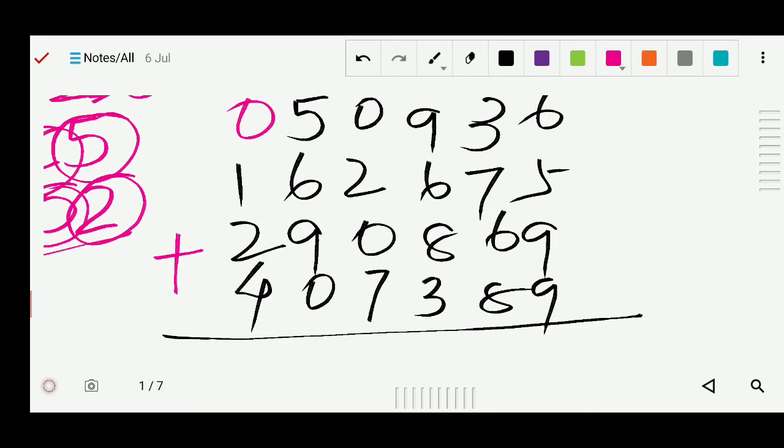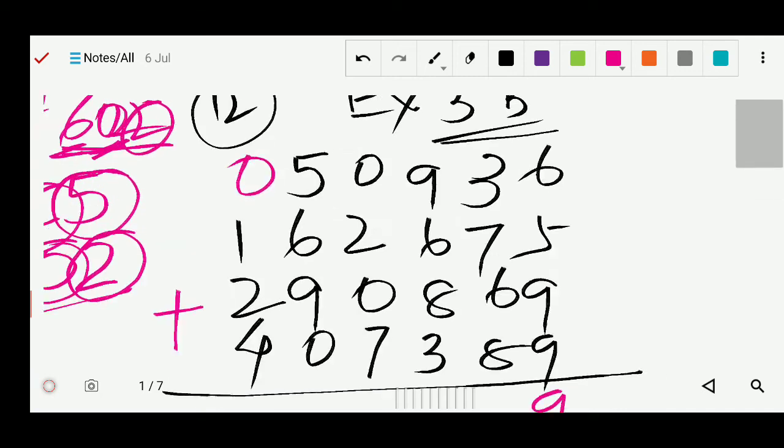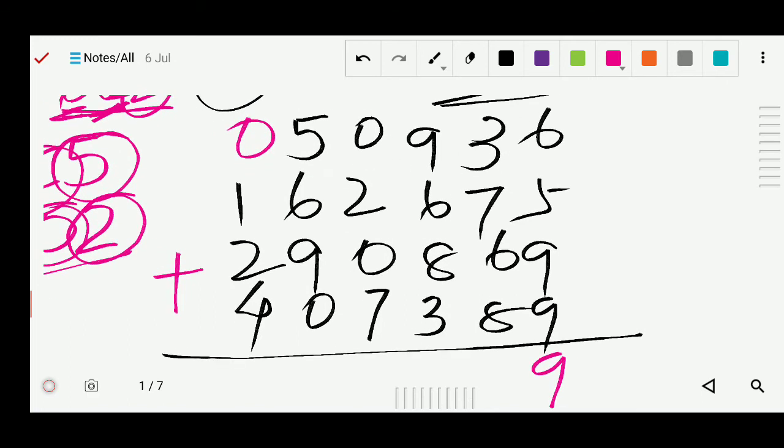So you all can add. You will add 6 plus 5 plus 9 plus 9, you will get 29. So you write 9, and the carry will be 2 here. This side will be the carry. Here will be carry 2.